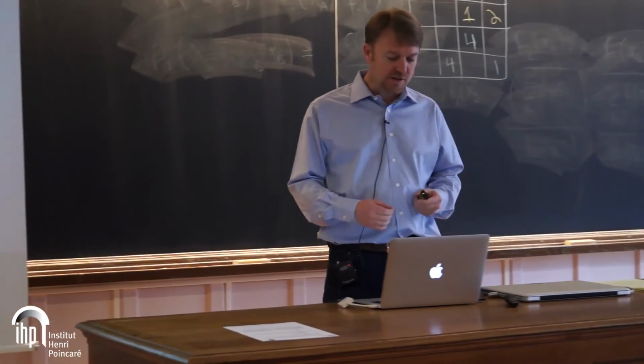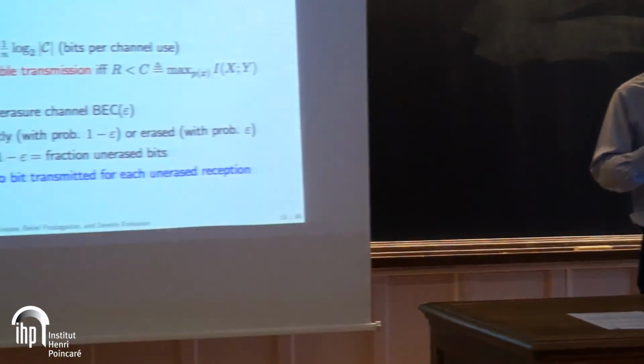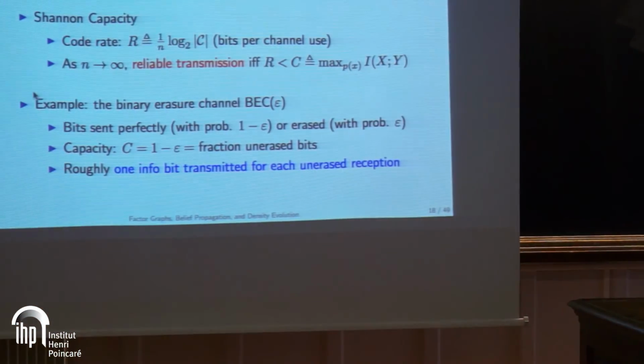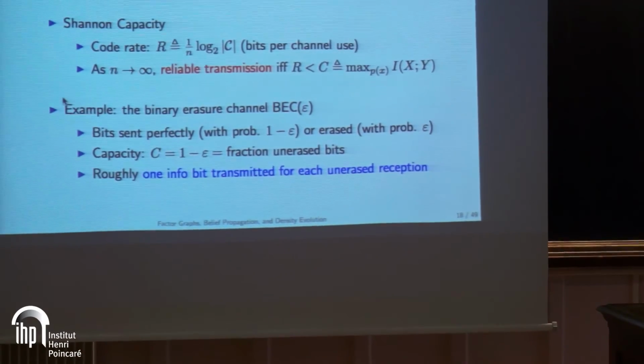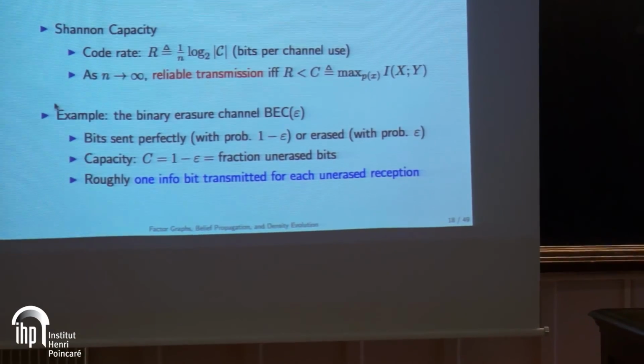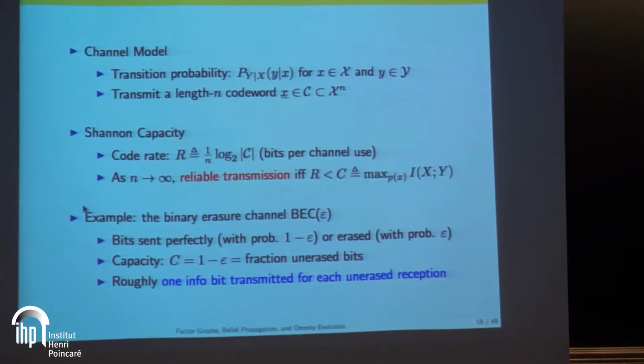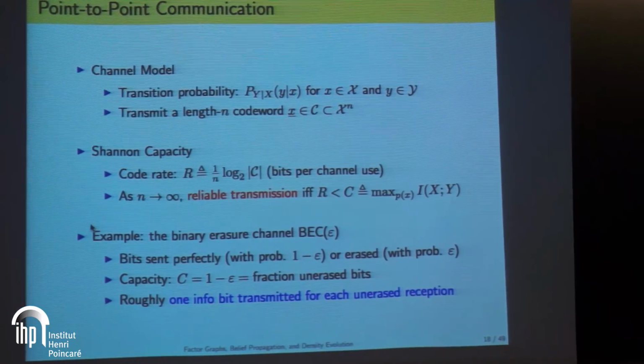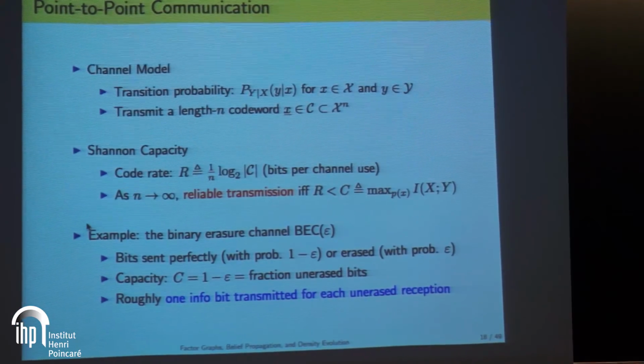And the way you can see this is that roughly 1 information bit for the binary case is transmitted for each unerased position. And it's clearly the best you can do, because these erasure symbols give you no information. Every time you receive a symbol, it's going to give you some information.